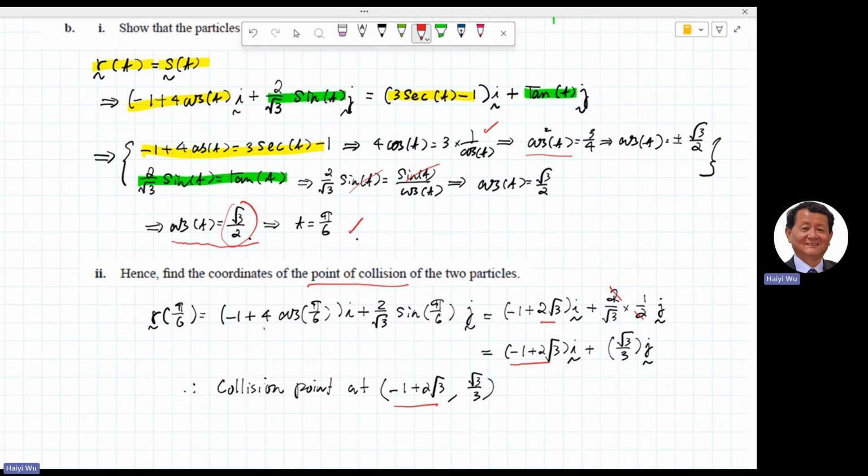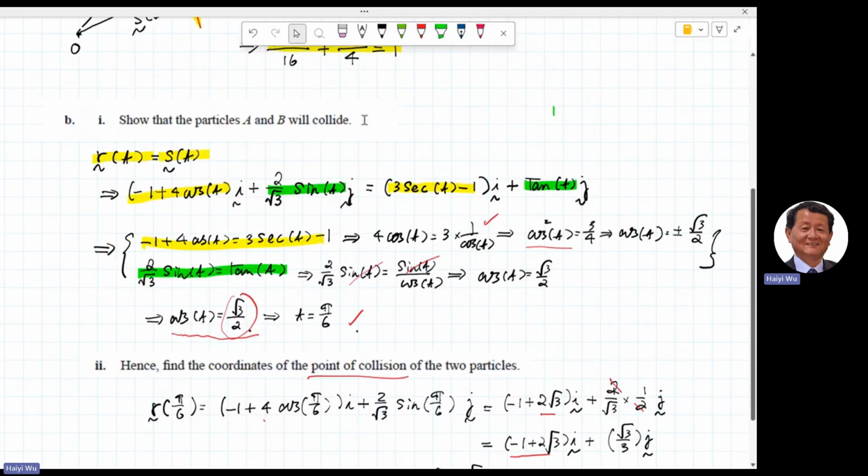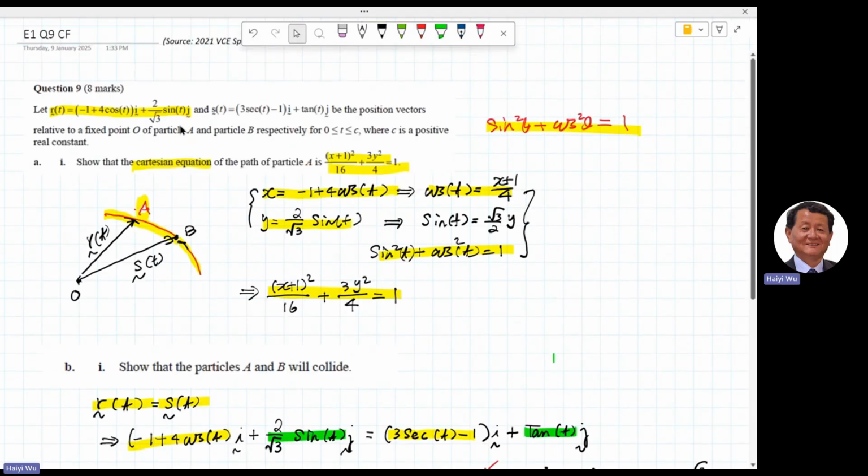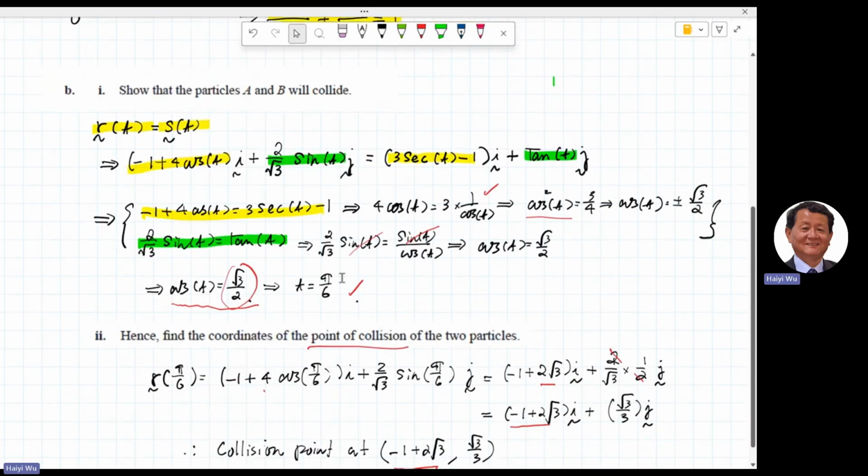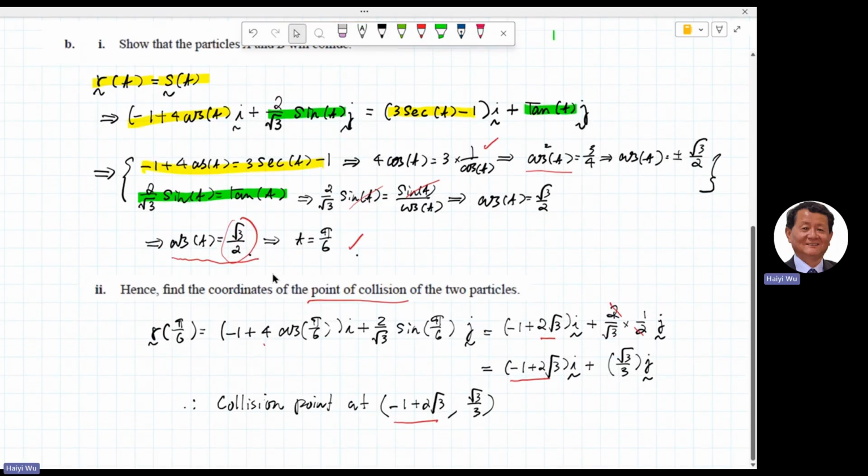That's it. This is how you convert a position vector from parametric form to Cartesian form. Then you solve for the common time when the two vectors will collide, if we can solve it. Then we find the collision point.